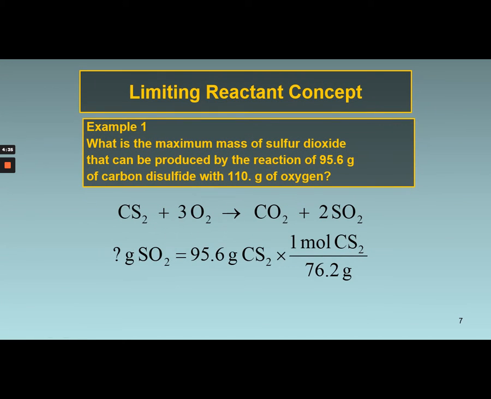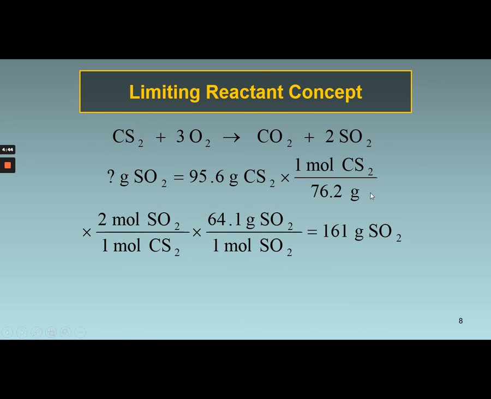So again, the first step is how much sulfur dioxide can be produced when 95.6 grams. Convert mass to moles, convert moles to moles of sulfur dioxide, and then finally to mass of sulfur dioxide. So we know that this reactant can produce 161 grams of sulfur dioxide.